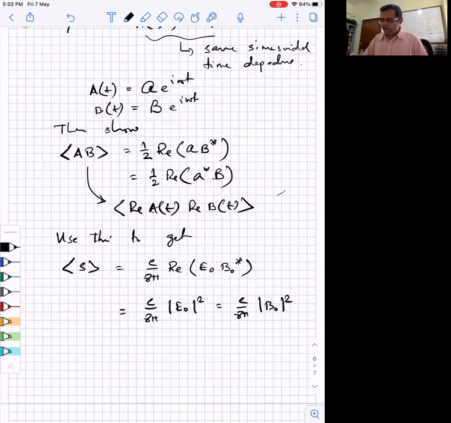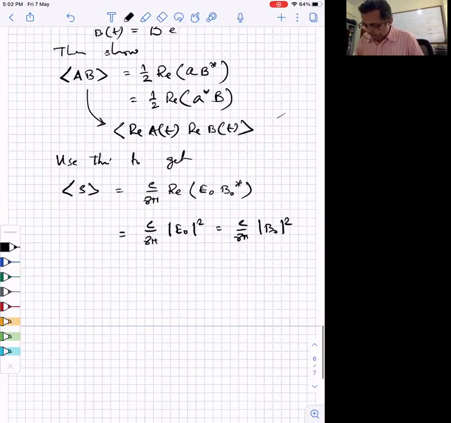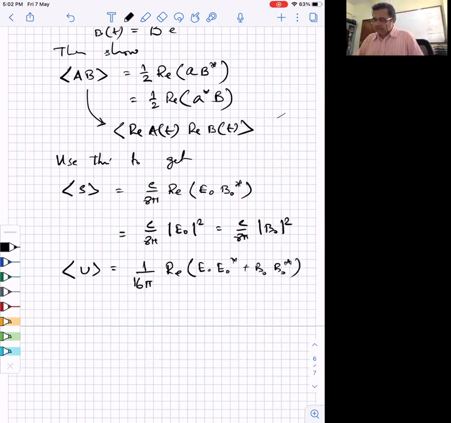This is S. Okay. Now we can write down the same for the energy density U. This will be 1 by 16 pi. So go back to your density: real part of E0, E0 star plus B0, B0 star. And so this is 1 by 8 pi E0 squared, or is equal to 1 by 8 pi E0 squared.